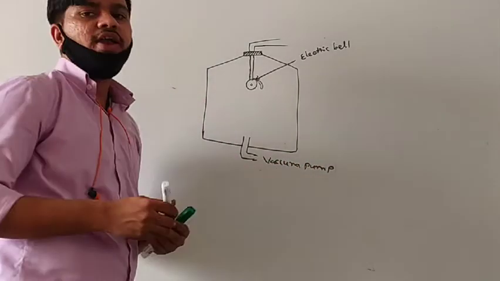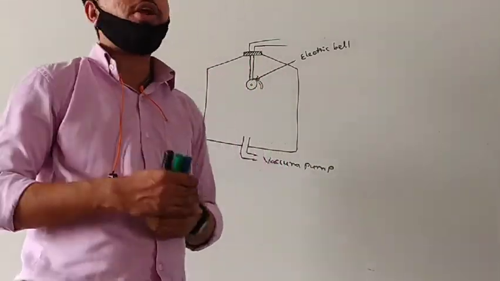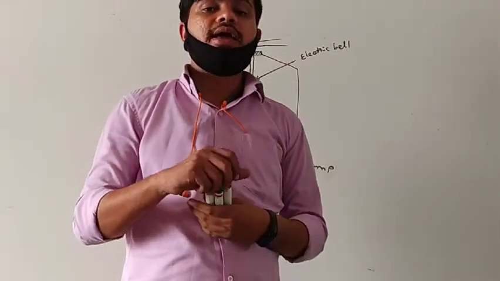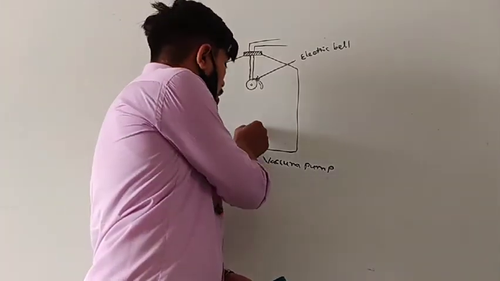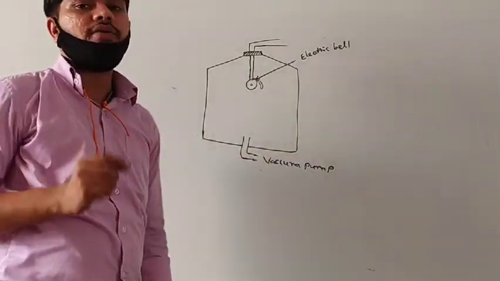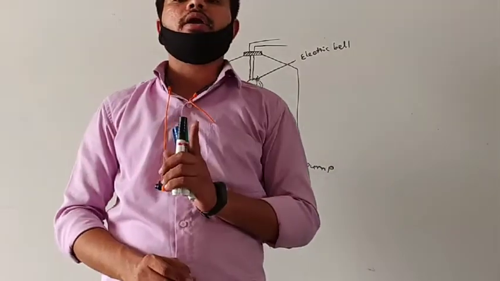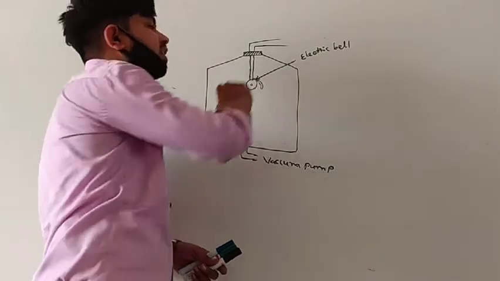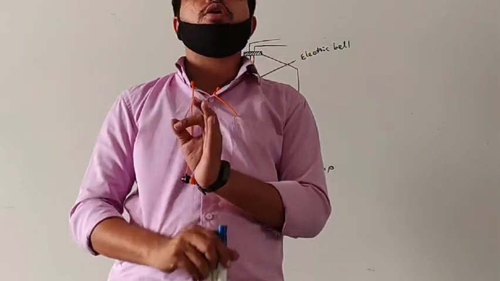Now, when you connect these two wires with a source and apply electricity inside it, the electric bell will ring, and you can hear the sound of it. But if you remove all the air from it and create a vacuum inside, and now whenever you switch on the bell, it will ring, but you can't hear it because there is no medium inside. And from this practical, you can say that for propagation of sound, we need a medium.